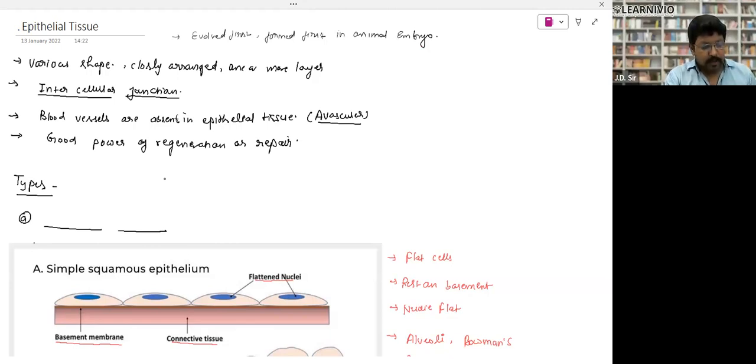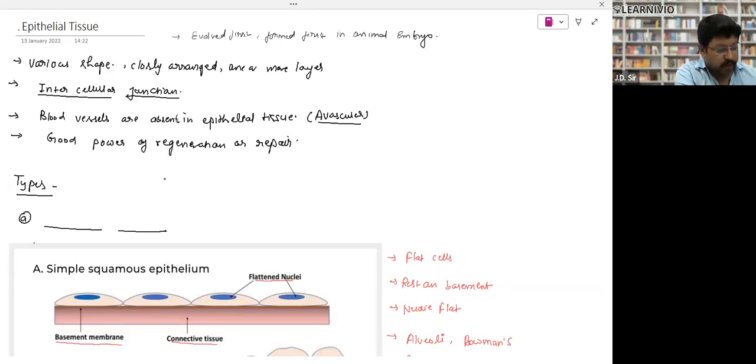Next one. They may be of various shapes, and cells are closely arranged in one or more layers. Full stop. Next point.